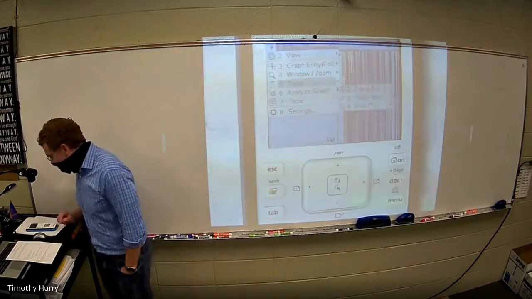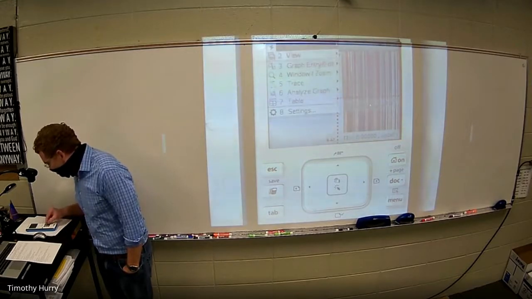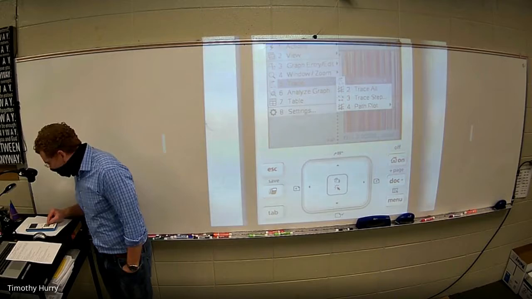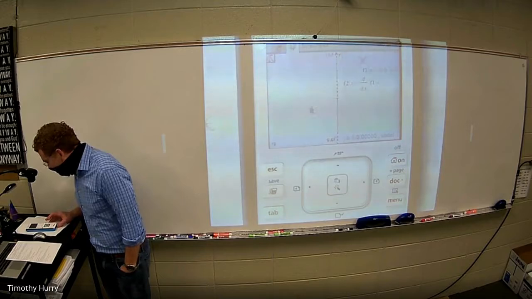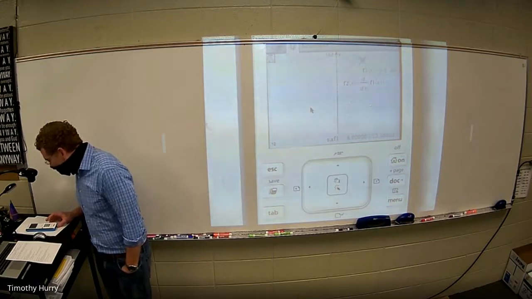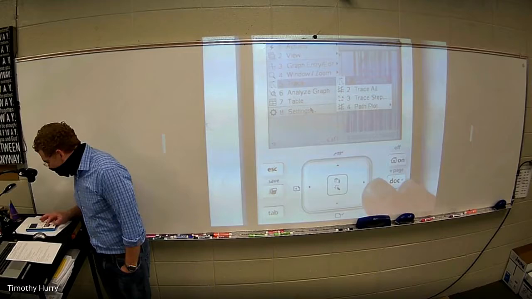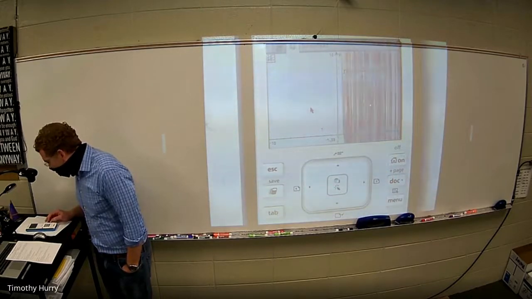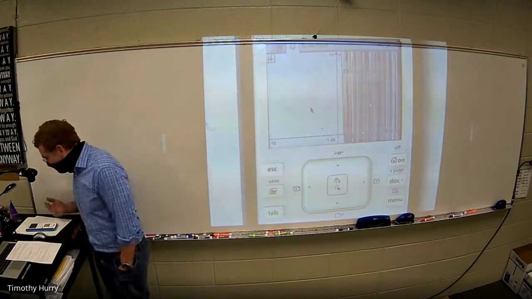Menu, trace, graph trace. How about this? Menu, trace. Graph trace. And then if I hit 4, it should spit out... Oh, I'm on the wrong function. Okay, hold on. Menu, trace. It's trace all. 4. Okay. Clearly my function is a little too rough for it right now. Its brain is still thinking.